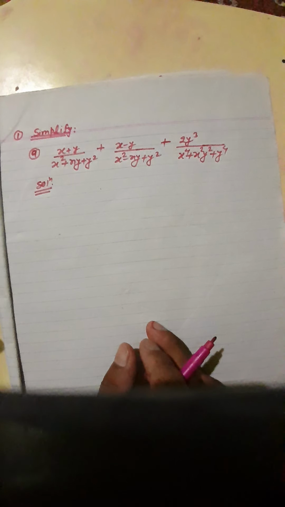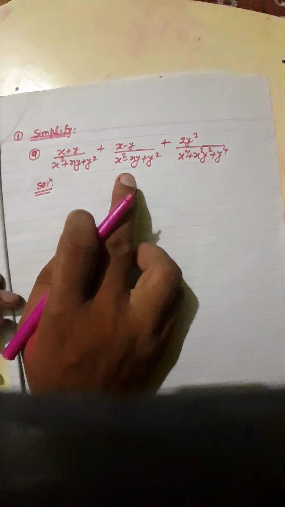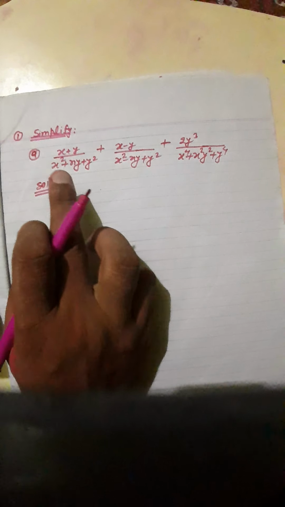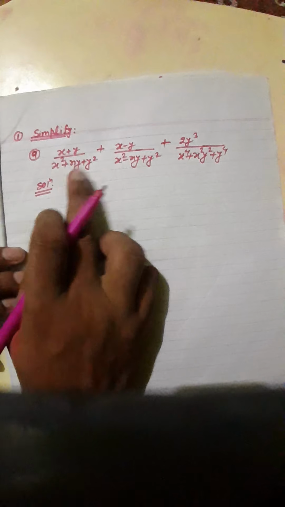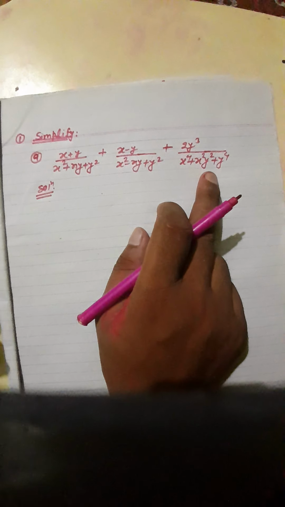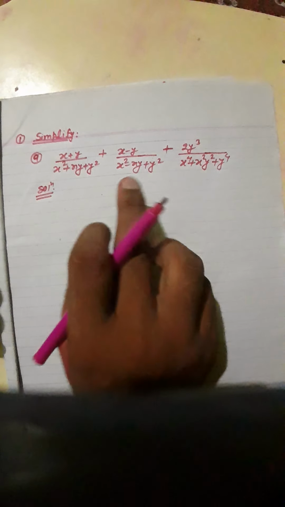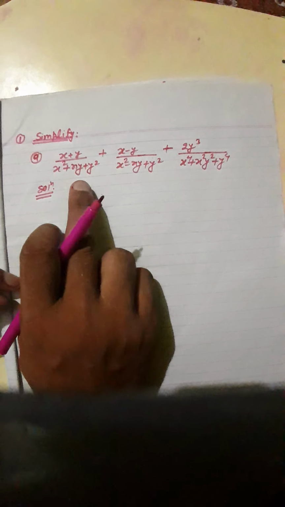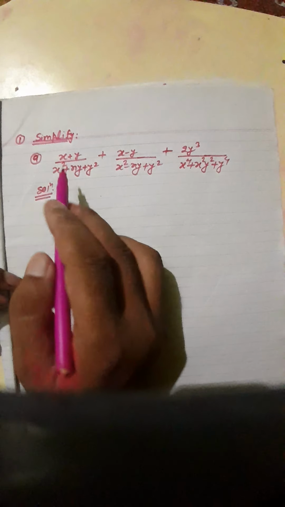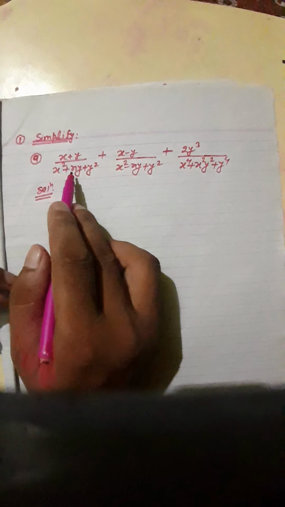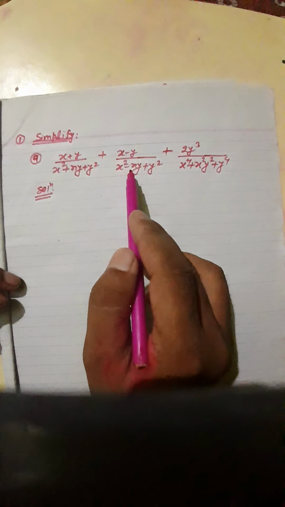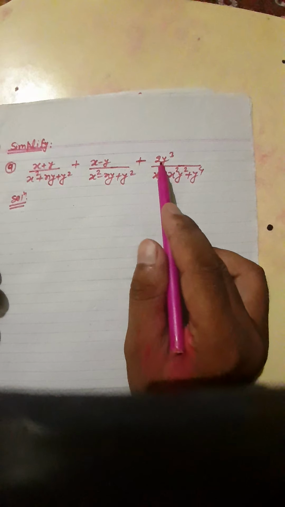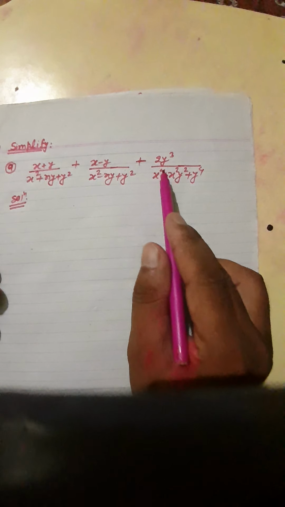You can see there are three rational algebraic expressions in this question. In the first expression there is x plus y upon x square plus xy plus y square, then x minus y upon x square minus xy plus y square, and then 2y cube upon x to the power 4 plus x square y square plus y to the power 4.